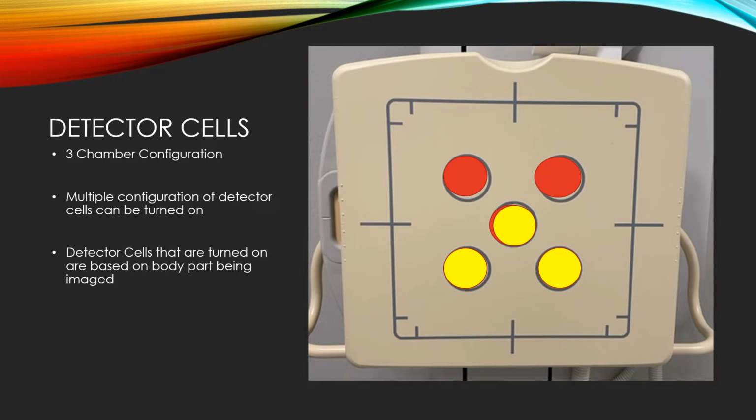If the proper detector cells are not turned on and completely covered with the body part, it can cause an under or overexposure, but basically a poor quality image. Just think about a picture with a flash and no flash.